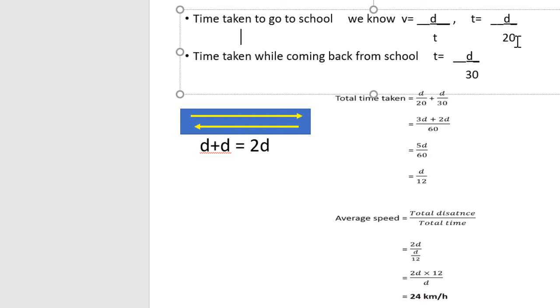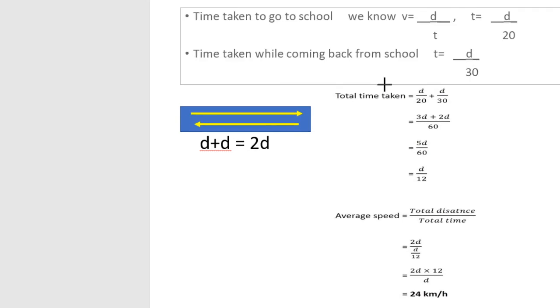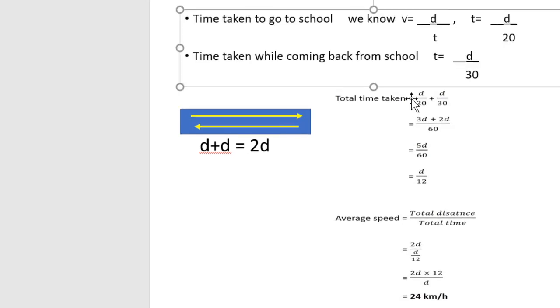Okay, now this is the formula that we studied: average speed is total distance upon total time. So now we have calculated the time. What is the total time? Total time is going to be t1 plus t2, both the t's you have to add. If you add both, it becomes d upon 20 plus d upon 30, which if you solve, you will get d upon 12. So this is the total time we have calculated, and we are going to substitute total time as d upon 12.